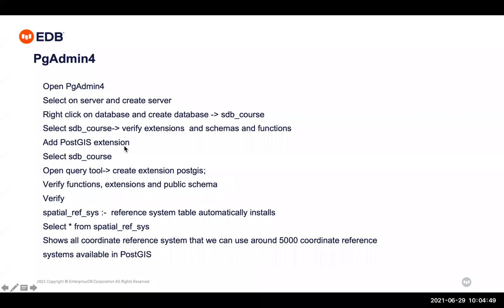Add the PostGIS extension: create extension PostGIS. When you create the extension PostGIS, you will see that some tables, some extensions, and around 1200 functions will be created in your function part. Then there is a spatial references table, which I will show you. This spatial reference system table is installed automatically, and it contains around 5000 coordinate references, which show all the coordinate reference systems that we can use during our PostGIS operations. So these are the spatial reference IDs.